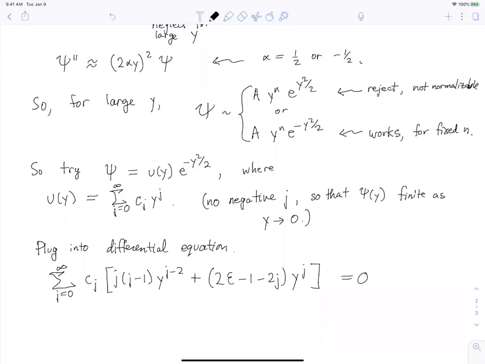So I should make a note here. There's a little bit of work omitted, but you can all take derivatives using the product rule, so that's not too hard to check.